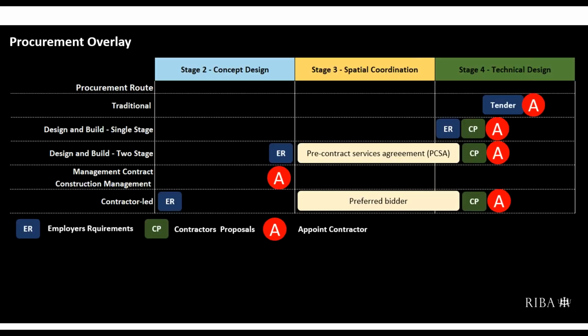And of course, I already mentioned this, that the plan of work is agnostic to procurement. And of course, different procurement routes really engage the contractor earlier than others, obviously with a management contract or even a contractor-led route. The contractor is on board quite early, but of course, actual appointment date may be delayed until stage 4 when enough information has been produced.